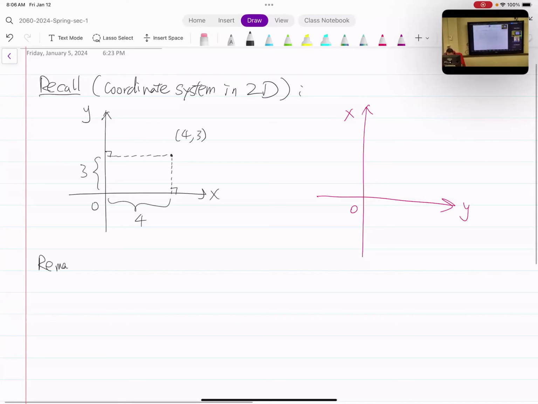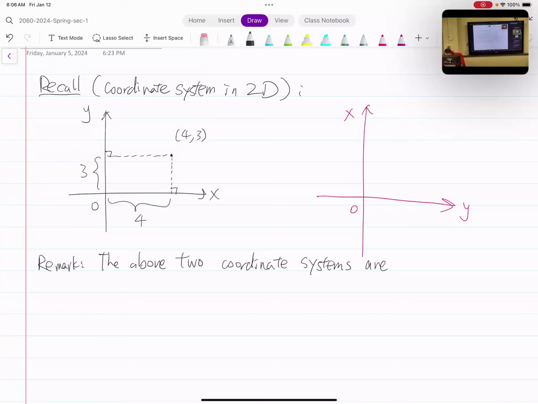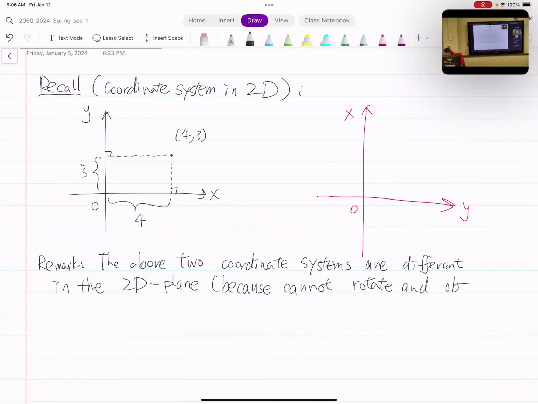So as a remark, the above two coordinate systems are different in the 2D plane because we cannot rotate and obtain one from the other. Right. So that's pretty straightforward.